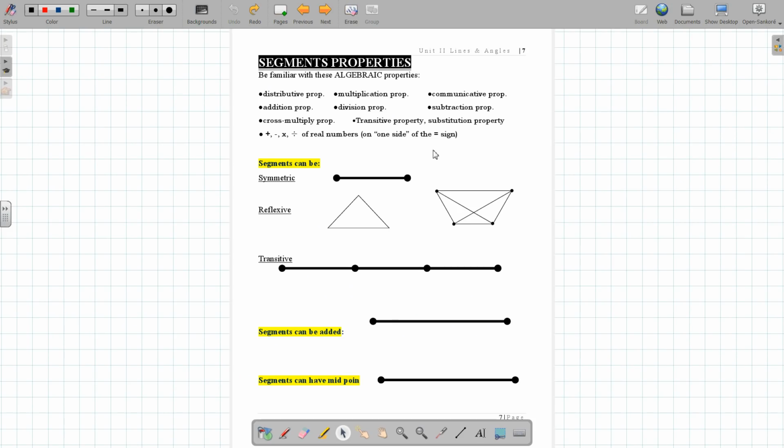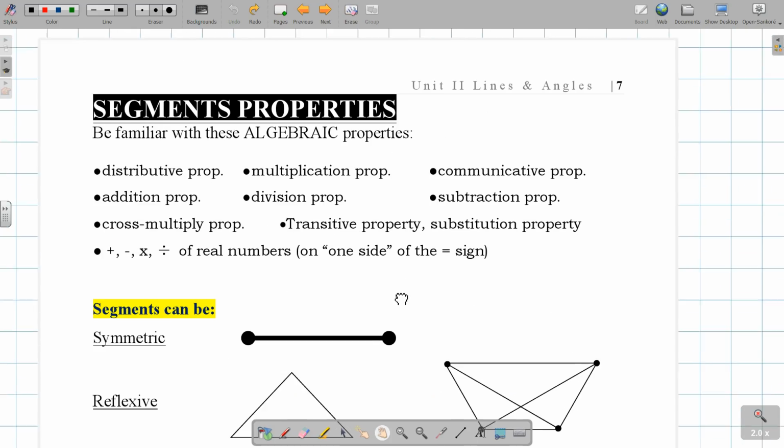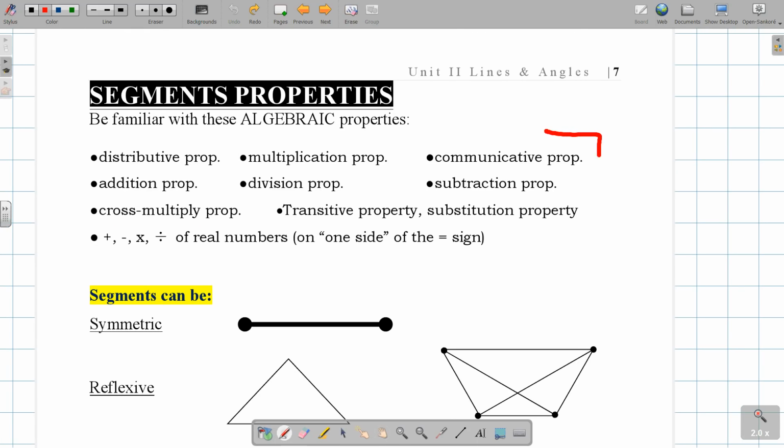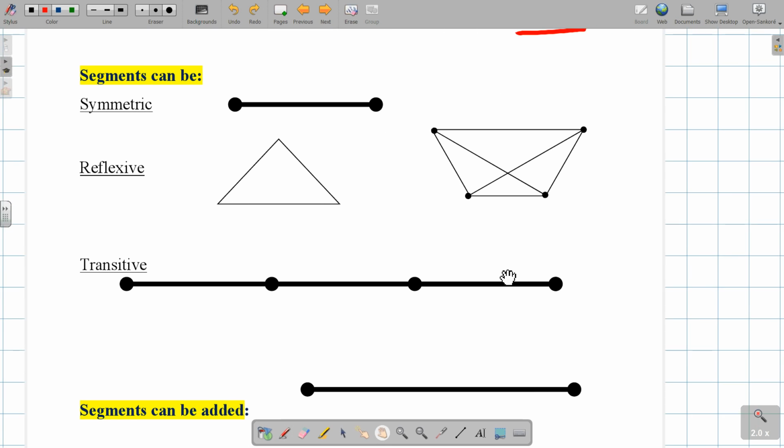You should be looking at this page. If you need to, pause the video and find this page in your reference booklet. Alrighty. So we have here some of the list of the whys from previous algebraic whys: distributive property, multiplication property, commutative property, cross multiplication property, etc. So that you're familiar with from algebra. Now we are going to give you some properties of segments.